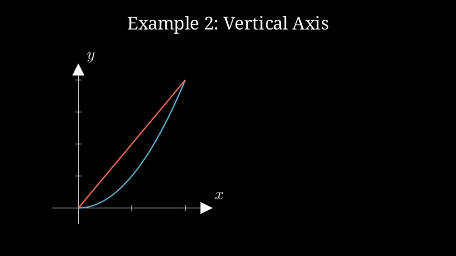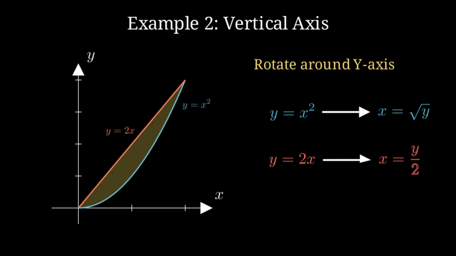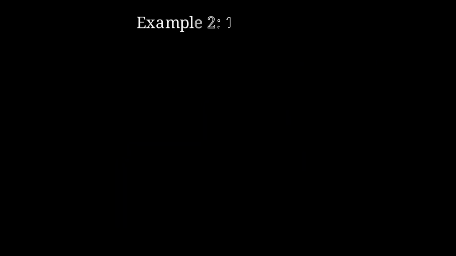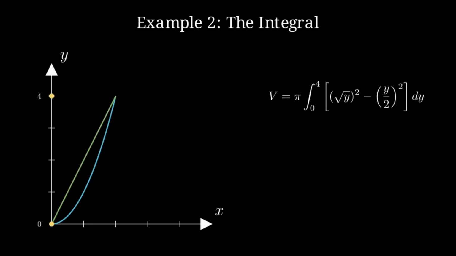Let's take the region between y equals x squared and y equals 2x. To integrate with respect to y, we must solve for x. The curves become x equals the square root of y and x equals y over 2. The limits of integration now follow the y-axis. The intersection points are at y equals 0 and y equals 4. The outer radius is the function furthest to the right, which is the square root of y. The inner radius is y over 2.